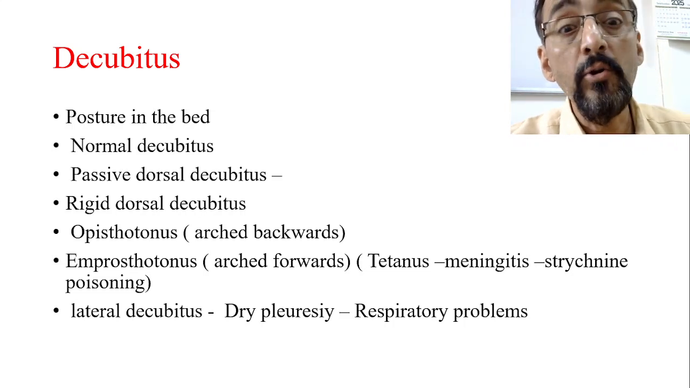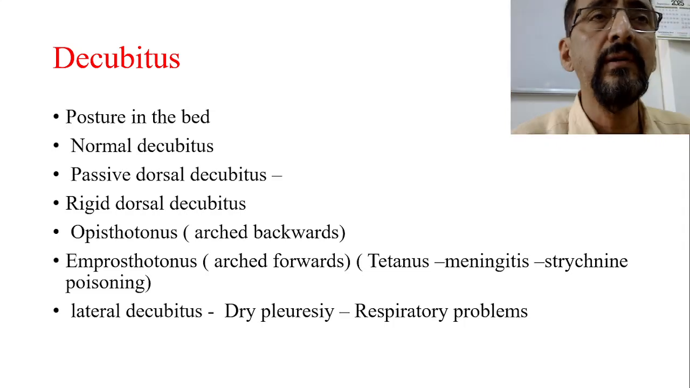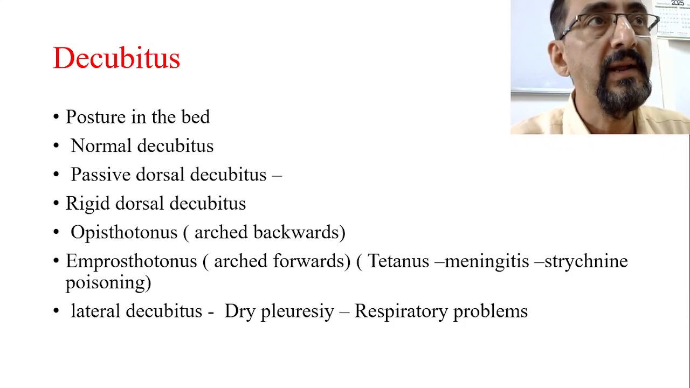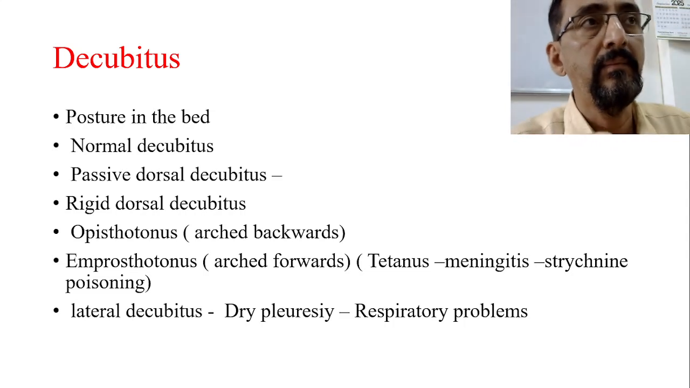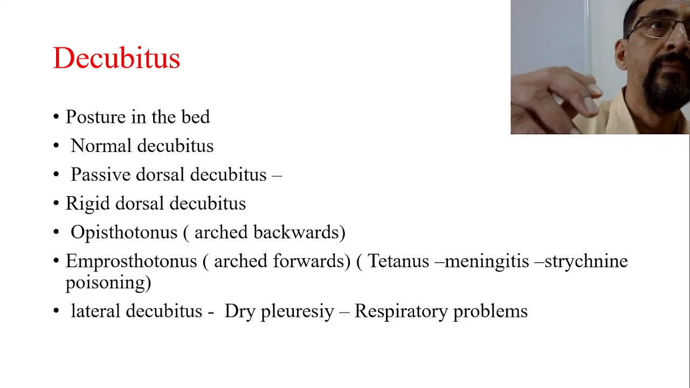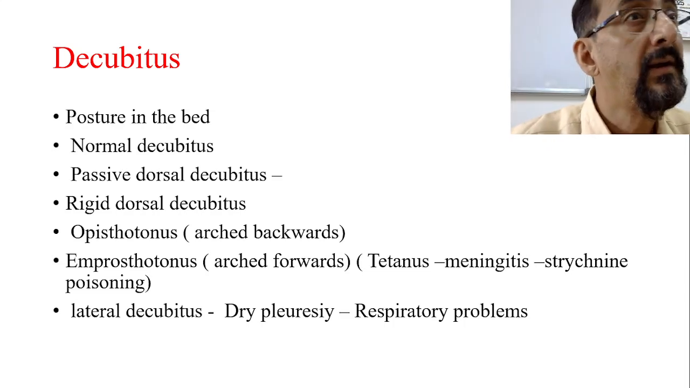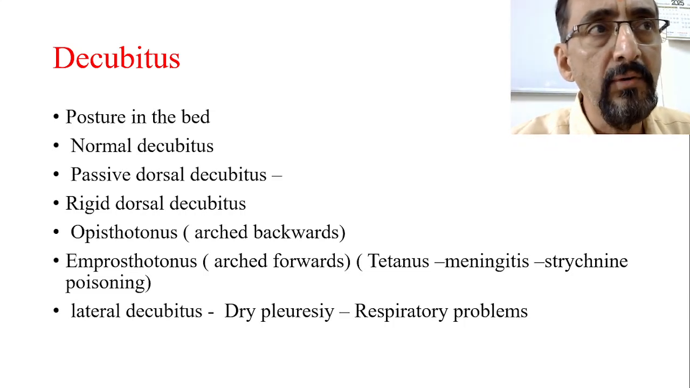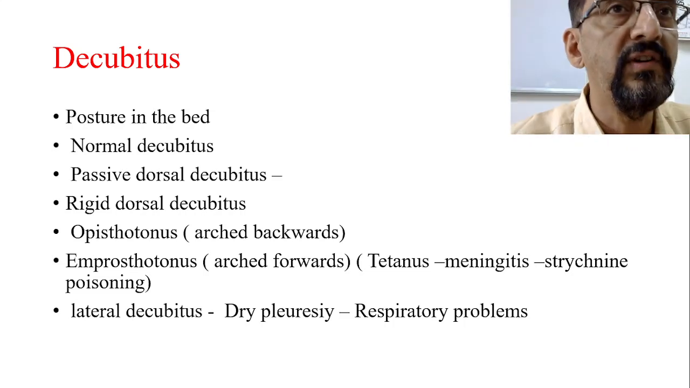Lateral decubitus, that means the patient attains the lateral position. This is commonly seen in some chest or lung conditions, for example a patient with dry pleurisy. If one side has dry pleurisy, he may go to the lateral decubitus of the other side. If the problem is on the right side, he will lie on the left side. With respiratory problems, lung parenchymal disorders, emphysema, or chronic pneumonia-like conditions, the patient will attain a particular posture which is very convenient to him and causes less discomfort.